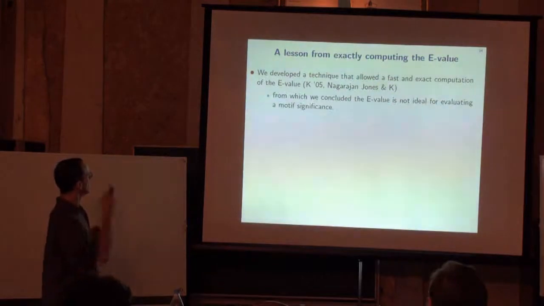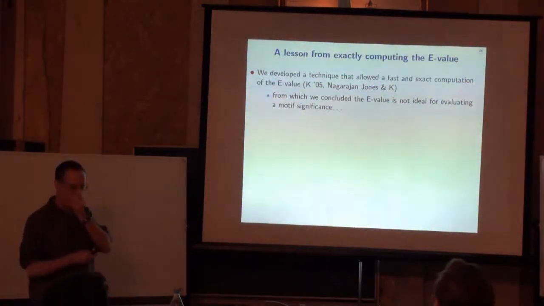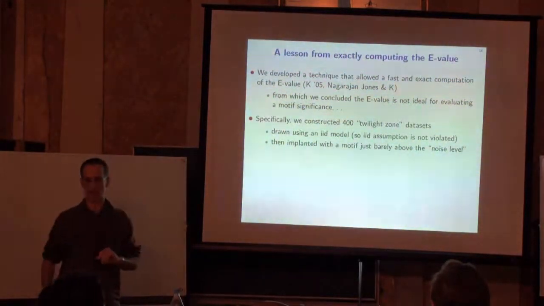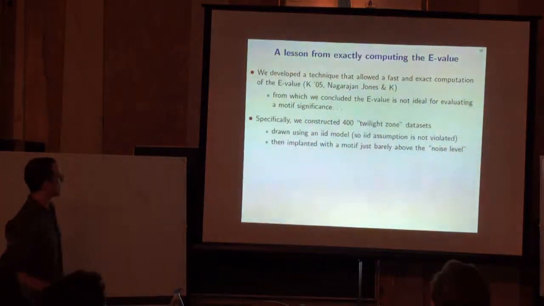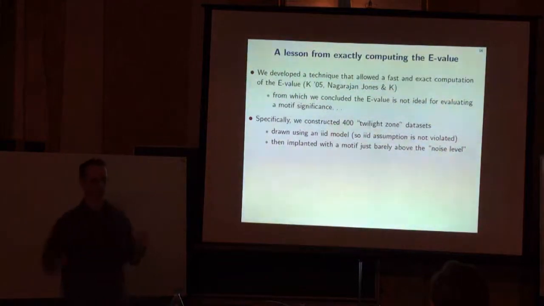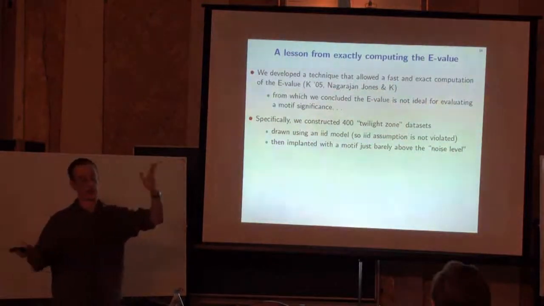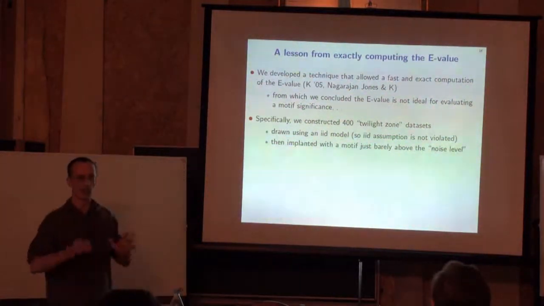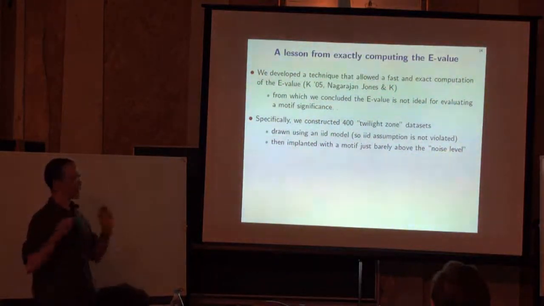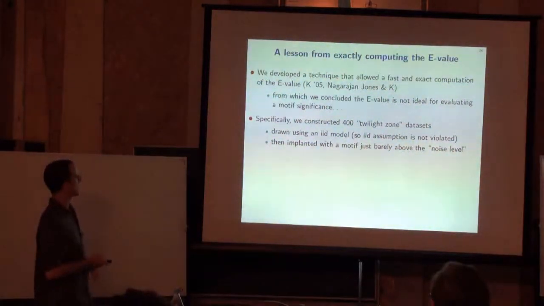And then what did we learn? E-values are not the right thing to look at. Why? Let me give you the specific example we looked at. We constructed 400 twilight zone data sets. Each one has, say, 20 or 30 sequences, I don't remember exactly, and they were fairly long sequences, drawn according to an IID model to make sure the IID assumption wasn't violated, because the e-value uses an IID assumption.